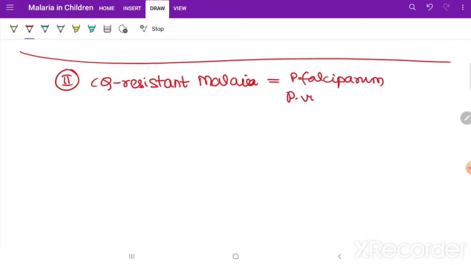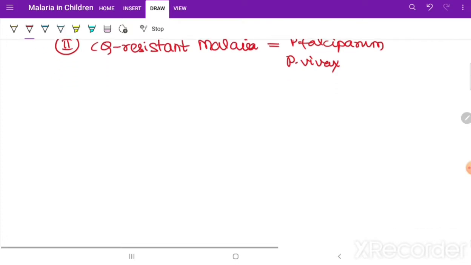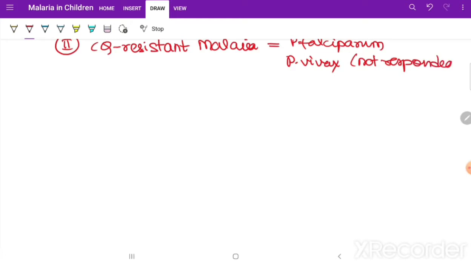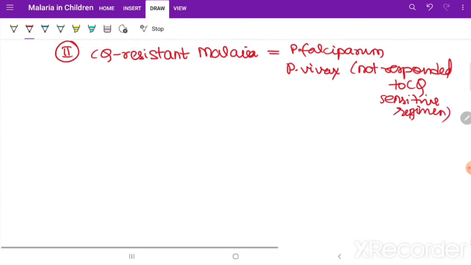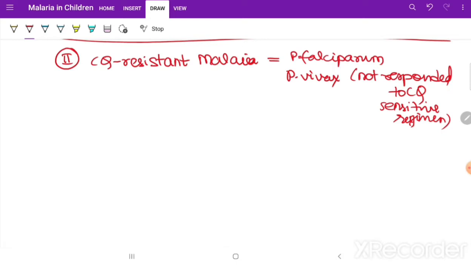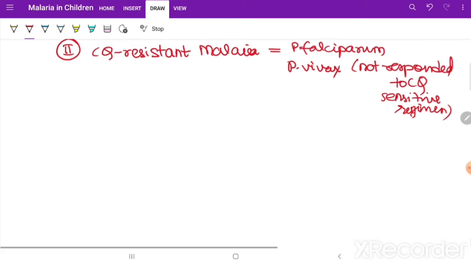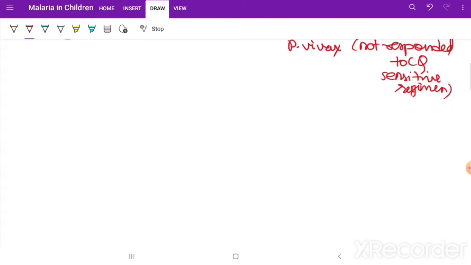Sometimes we use it even for P. vivax, which has not responded to chloroquine. Okay, we can use this. All right, not responded to chloroquine sensitive regimen. If it did not respond to chloroquine sensitive regimen, you can use this. Okay, this is chloroquine resistant malaria. So in this also there are many things to discuss.